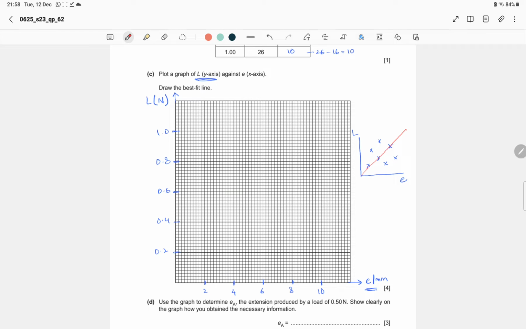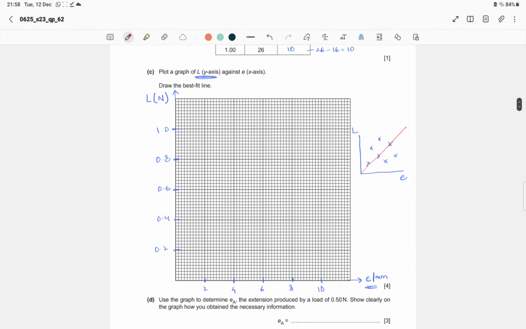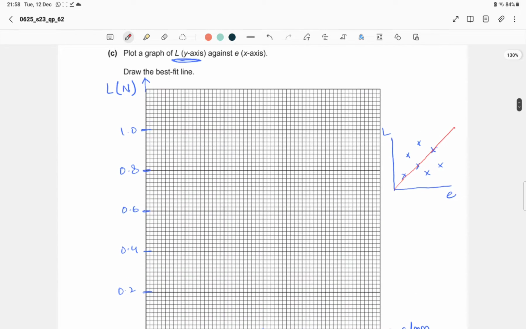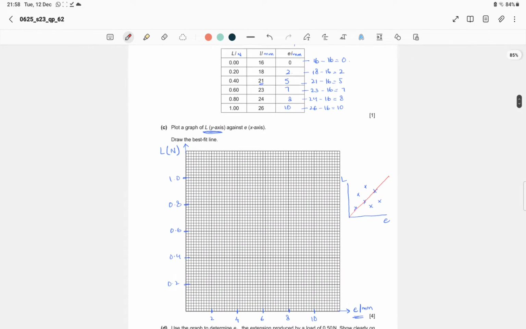If you plot these values from the table, you must see that I have drawn a red line over here. So basically draw the line that joins as many points as possible in the graph. So this is how it is going to be.